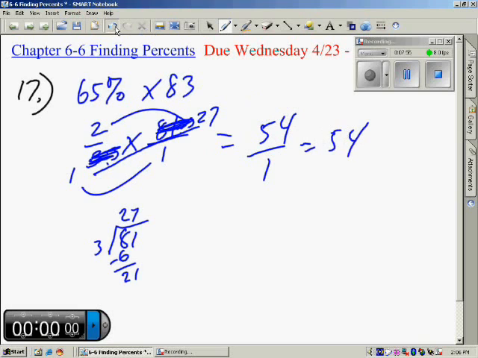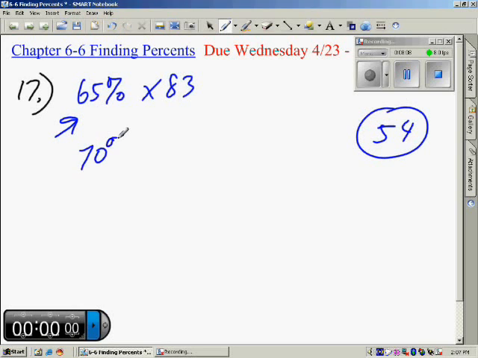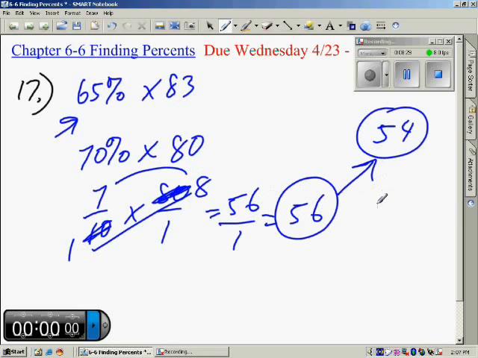Now there's a number of ways you can do it. I'm going to show you how I would have done it. The book says the answer is 54, but I would have just gone 70%. I would have just rounded to 70% of 80. If you look on the chart for 70%, you get 7/10 of 80 over 1. Simplify before you multiply. This becomes 1, and this becomes 8. 7 times 8 equals 56 over 1 equals 56. And look at how close my answer is to the book answer. That's just the way I would have done it.